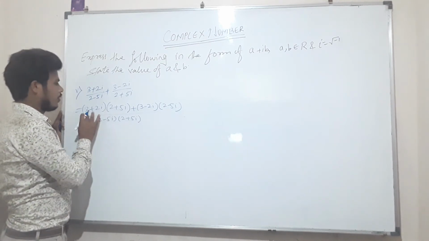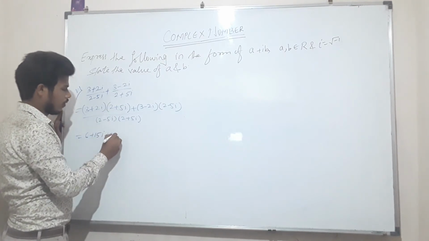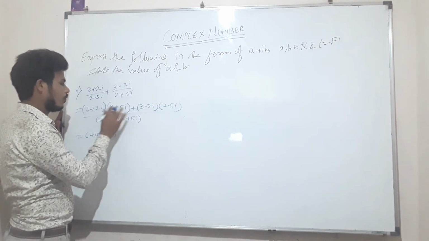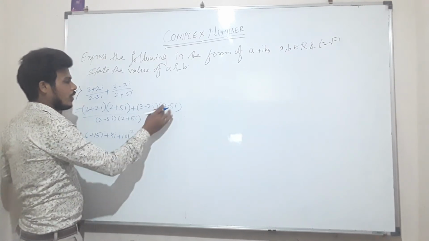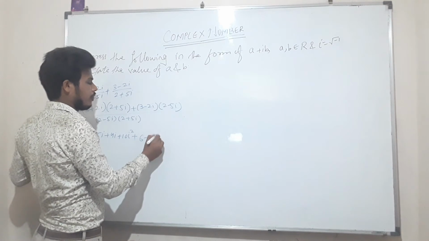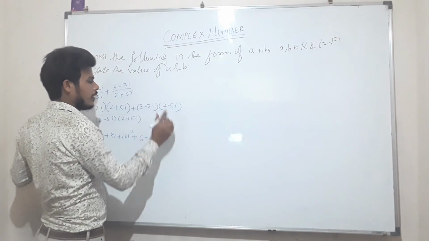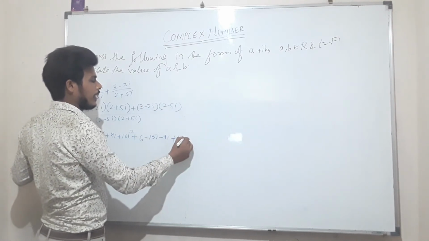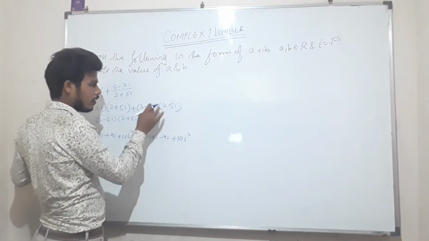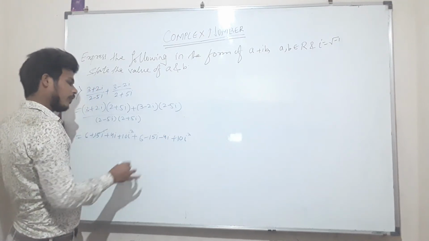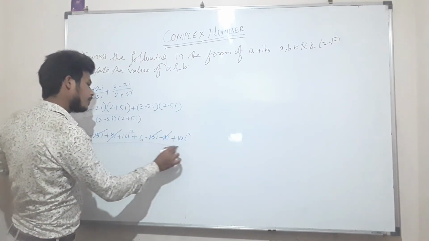So 3 2s are 6, 3 5s are 15i, then 2i into 2 is 4i, then 2i into 5i is 2 5s are 10, and i into i is i square, plus 3 2s are 6, 3 5s are 15, then 2 2s are 4, means minus 4i, then minus into minus plus 2 into 5 is 10, i into i is i square. Now 15i minus 15i get cancelled, 4i minus 4i get cancelled, right?